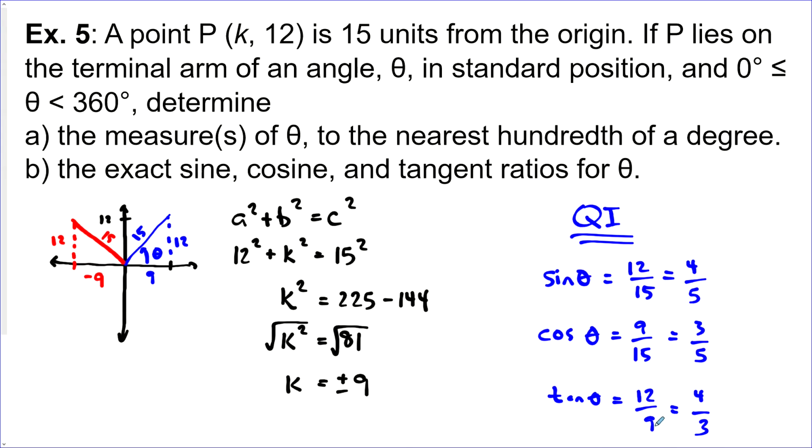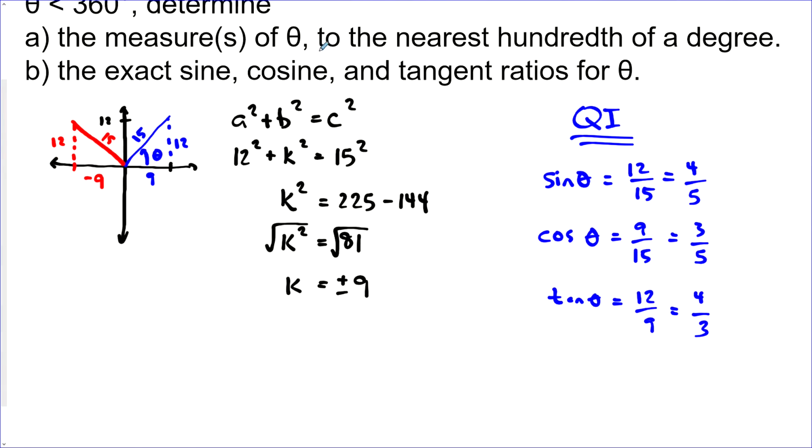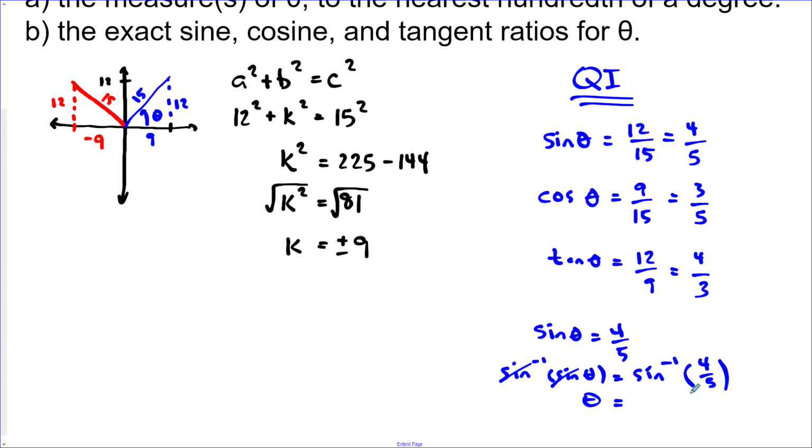Now that we have that information, we can actually go and find theta, even though that was part A of this question. So we could take, say, the first one here. Sine theta is equal to 4 over 5. We can take the sine inverse of both sides of the equation here. On the left side, sine and sine inverse will cancel, just leaving us with theta. And on this side, sine inverse of 4 over 5 is about 53.13 degrees.